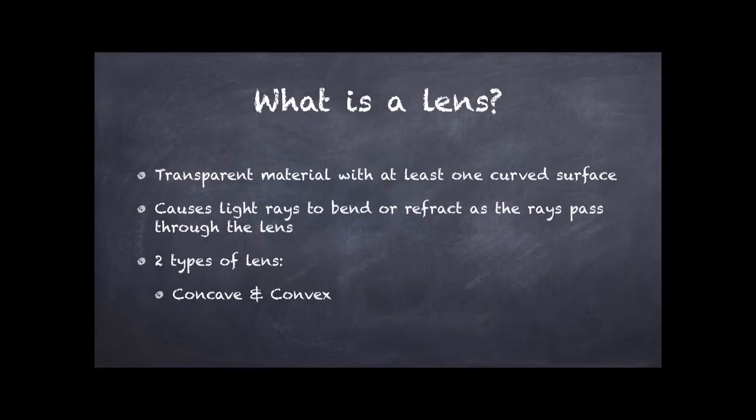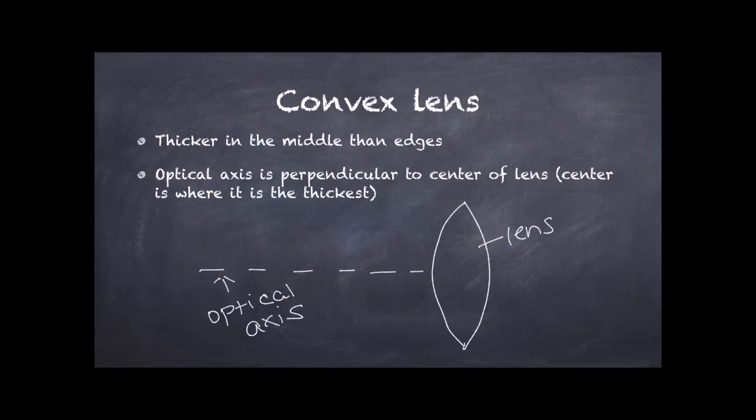So the two lenses we're going to talk about are concave and convex. This is similar to the two types of mirrors that we talked about, concave, convex, and then the other mirror we talked about was a plane mirror. But in lenses, there are no plane lenses. It's just going to be concave and convex.